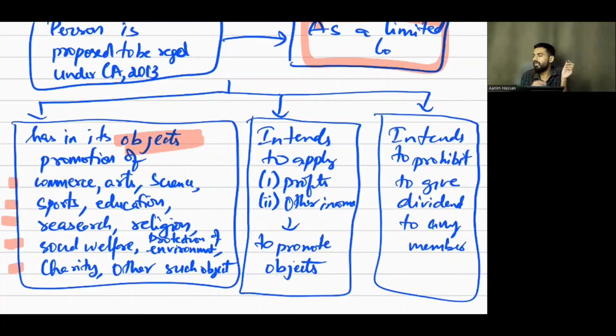Research and religion. A lot of people do the research. Scientists do research with respect to religion, social welfare and protection of environment, charity and other objects. Yes, these are the objects this company is trying to promote, and whatever profits or other income they have earned will again be applied to promoting the objects, and no dividend, because dividend is prohibited.